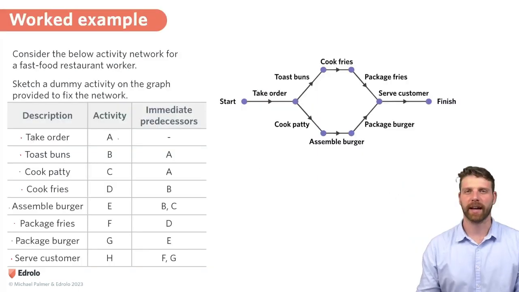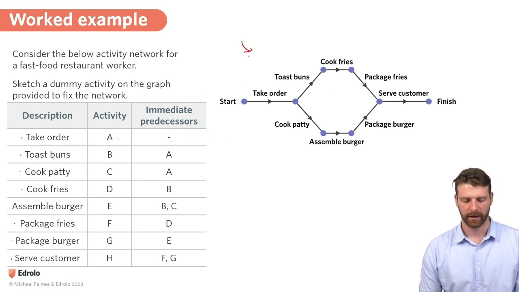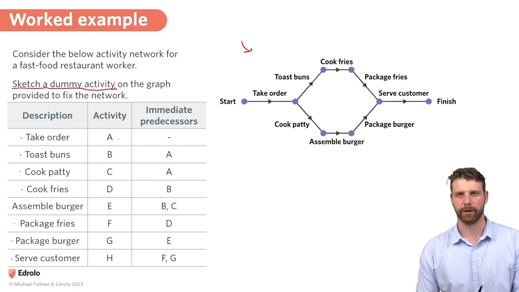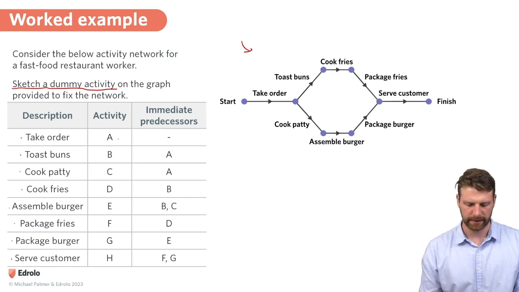Okay, let's move on. Here's a worked example. We've got to consider the below activity network and the precedence table to try and fix this activity network. It says we have to sketch a dummy activity on the graph provided to fix the network. So there should be a dummy activity somewhere here, and we have to draw it in. To do that, we better evaluate this table. So let's have a look.